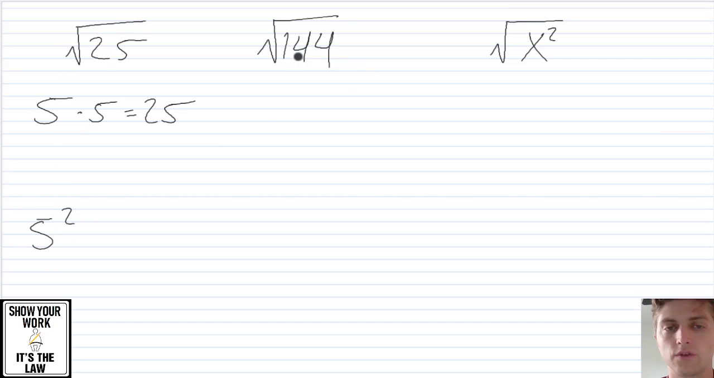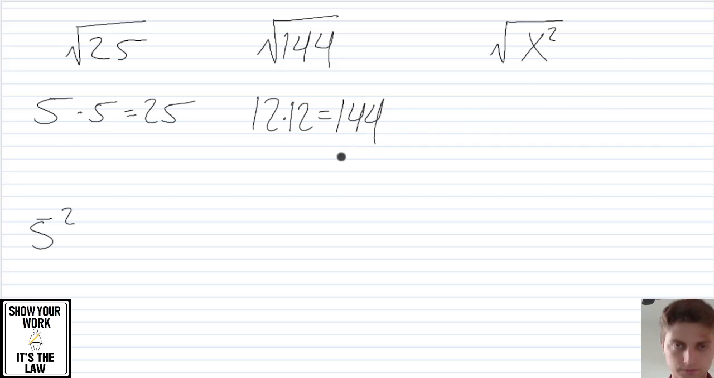So when we get to 144, the square root of 144 asks what number multiplied by itself twice equals 144, and that's going to equal 12. 12 times 12 equals 144. And then same thing over here with x. What number multiplied by itself twice gives you x squared? That's going to be x times x, okay? Real simple. There's also different roots.